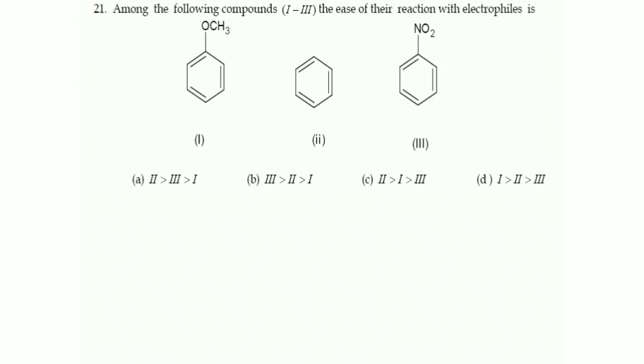Then 21. Among the following 1 to 3, the ease of reaction with an electrophile.